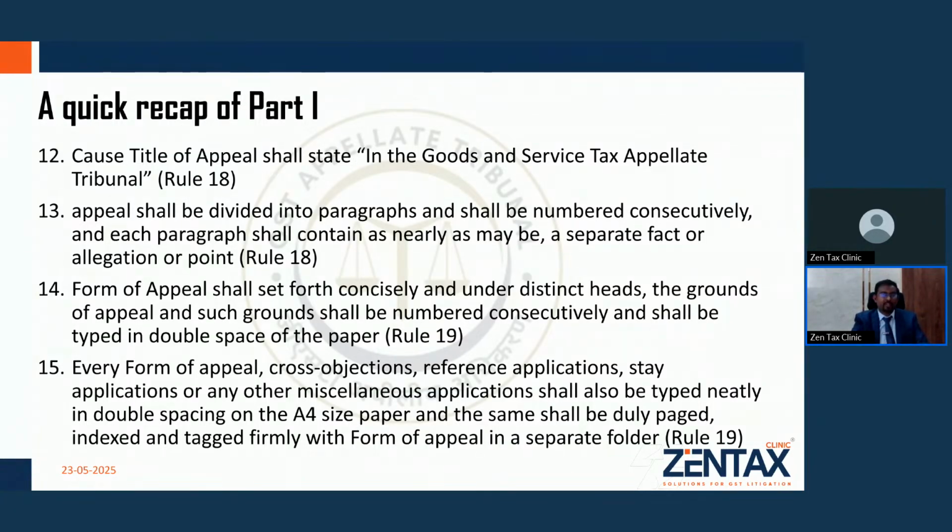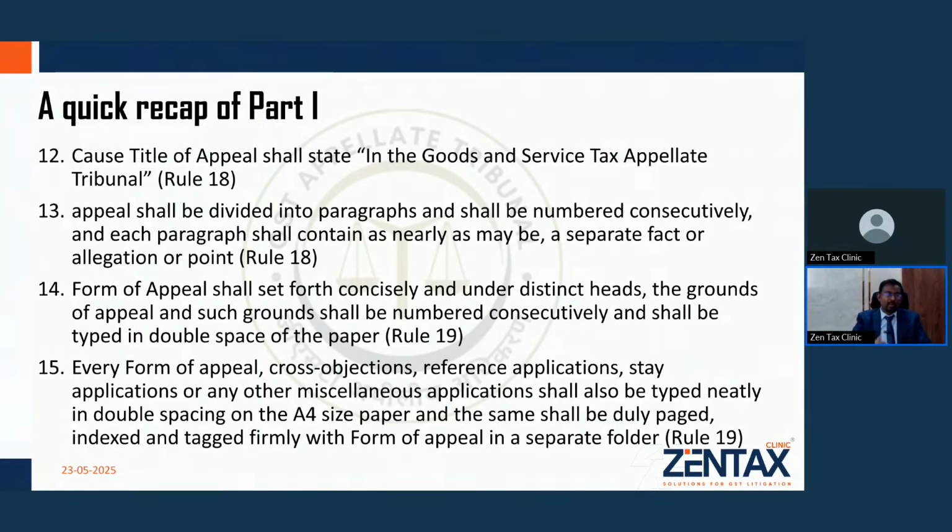The form of the appeal along with the facts of the case, the grounds of appeal, any other miscellaneous applications related to the same, say, for example, that is what we call the interlocutory applications, and all other relied upon documents need to be combined together. So these have been the 15 points, a recap of what we have been discussing in part 1 of the session.